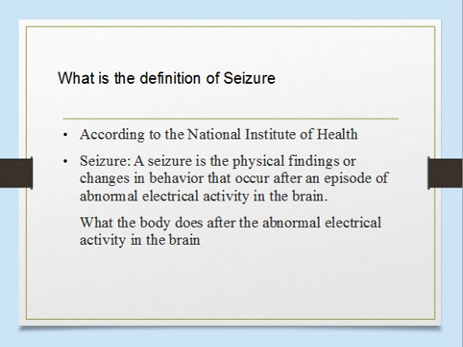Seizures. What is the definition of seizure? According to the National Institute of Health, a seizure is a physical finding or change in behavior that occurs after an episode of abnormal electrical activity in the brain. What the body does after the abnormal electrical activity in the brain, basically.